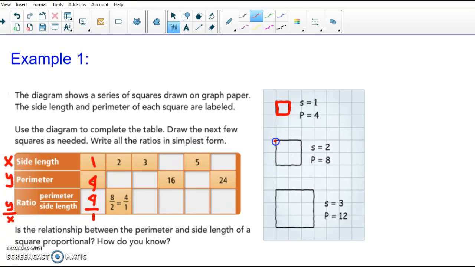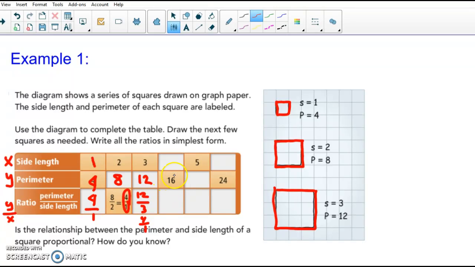So as I look at a square with a side length of 2, each side is 2. There are 4 sides, so that's a perimeter of 8. Side length 2 means perimeter 8. So as a ratio, I would say 8 to 2, which again reduces to 4 over 1. If I look at a square with a side length of 3, my perimeter is going to be 12 because 3 times 4 is 12. So as a ratio, I would say 12 to 3, which reduces to 4 over 1.